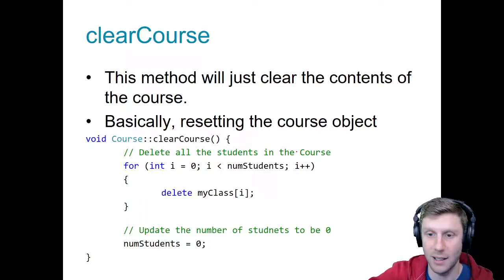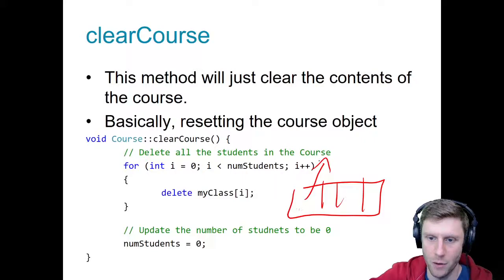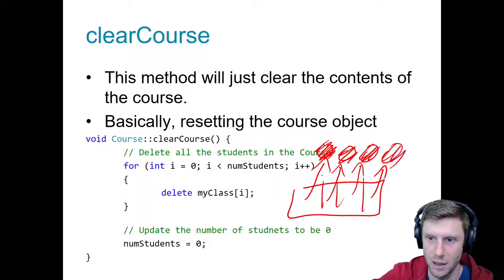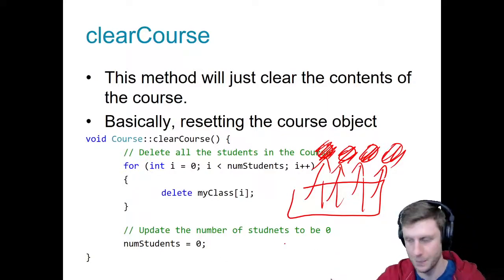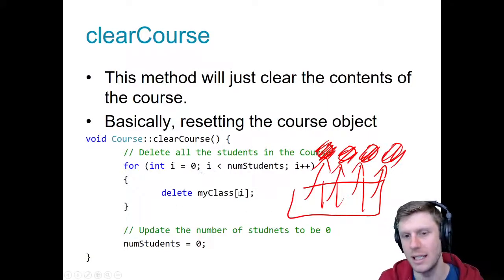So basically in this case, we've got our array. We go to the first one, second one, third one, fourth one. We go to the first one and go, okay, the thing you're pointing to, delete it. The thing you're pointing to, delete it. The thing you're pointing to, delete it. The thing you're pointing to, delete it. Done. And now set the number of students to 0. Awesome. We have to make sure we're deleting.